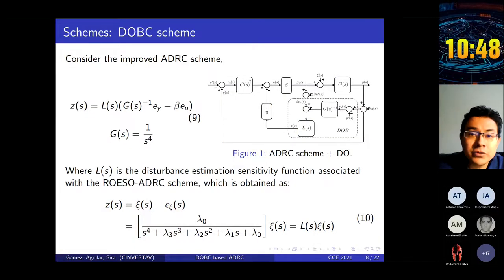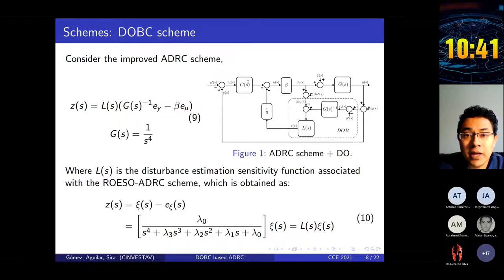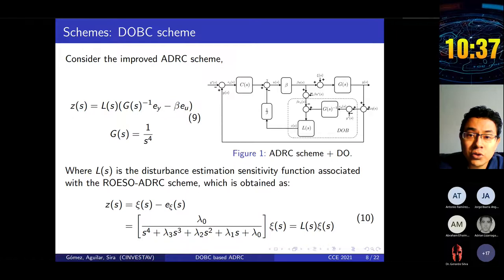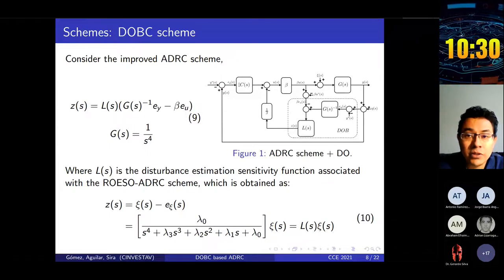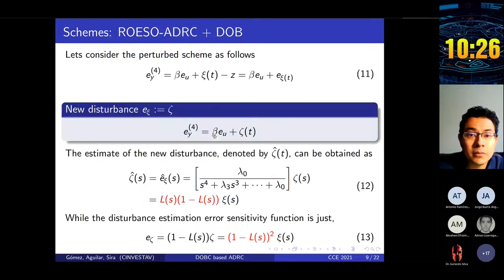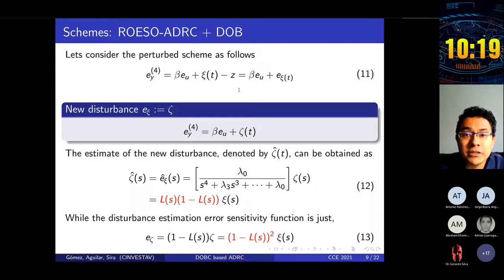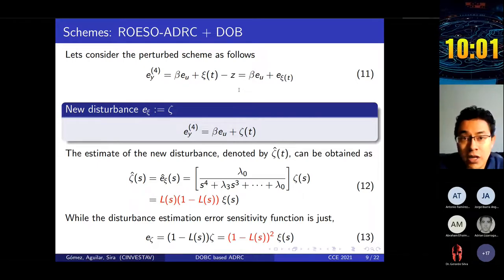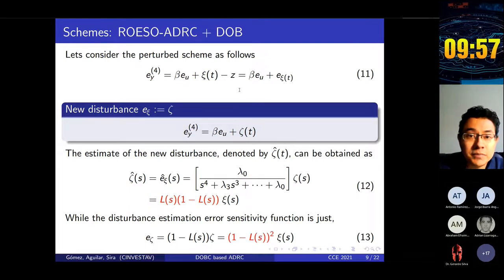Now, what happens if we consider a disturbance observer scheme? It's well known that the disturbance estimation is obtained from 9. However, previous work shows that the low-pass filter L can be obtained from the estimation sensitivity function associated with the reduced order ADR scheme. If we reconsider the initial reduced order observer ADR scheme, it's clear that the disturbance to estimate is a new disturbance. This disturbance is the residual of the estimate from the DOB scheme. According to this, the full estimation and the disturbance estimation error sensitivity function are defined in equations 12 and 13.